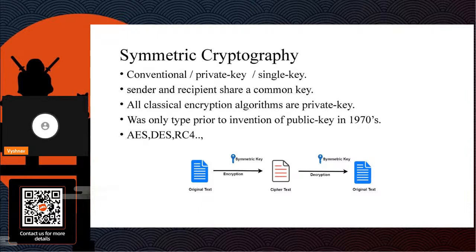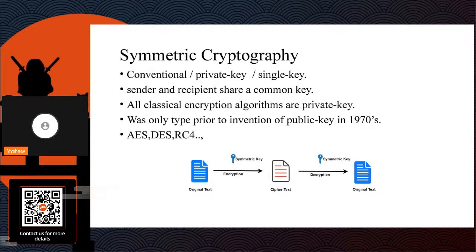Cryptography techniques are mainly divided into three types: symmetric cryptography, asymmetric cryptography, and hash functions. So what is a symmetric key algorithm? A cryptographic algorithm that uses the same secret key for encrypting as well as decrypting. It is also called conventional, private key, and single key. Here, sender and recipient share a common key. That is, the sender encrypts data with a key and sends the ciphertext to the receiver. The receiver decrypts the data with the same key to get the plain text back.